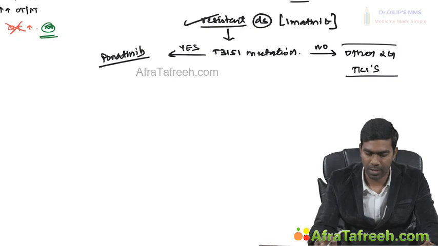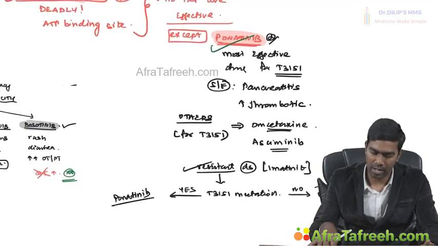But on the other hand, if there is a question like all of the following drugs are effective for T315I mutation except, and the options state ponatinib, omacetaxine, asciminib, and bosutinib, your answer must be bosutinib, because the other three are at least effective to an extent. But the best effective, again proven, is ponatinib only. Clear? So this is a very important thing to understand.